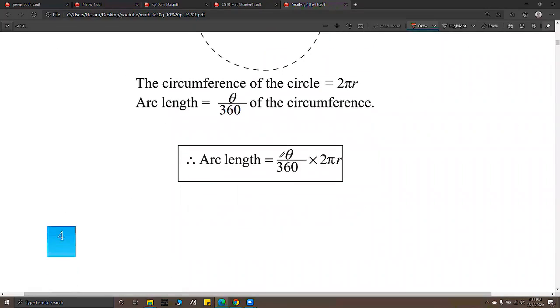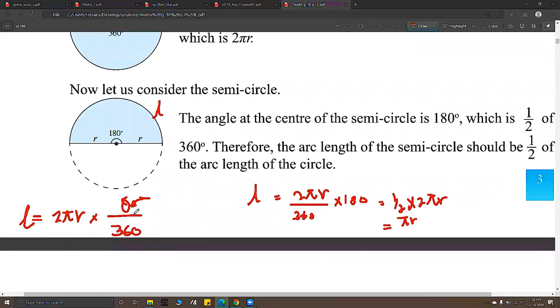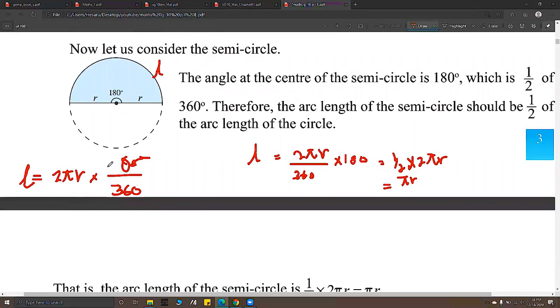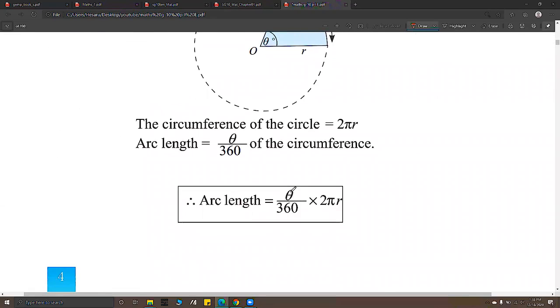Here the equation that I used: arc length is 2πr times θ over 360, which we took in here. They have put this to the front. So this is the equation: arc length equals θ over 360 times 2πr. Now you know how this came. So you don't have to memorize this equation in your exams. If you can't memorize, you can just derive.